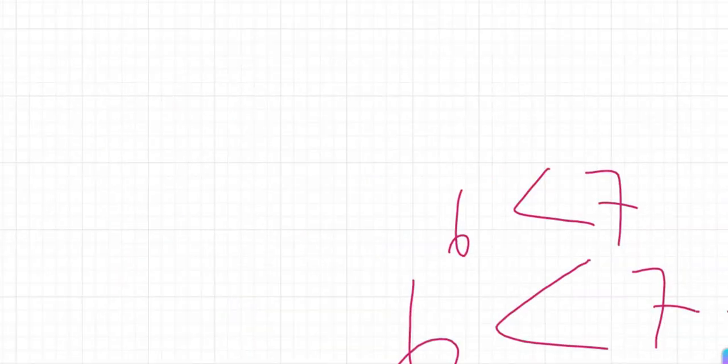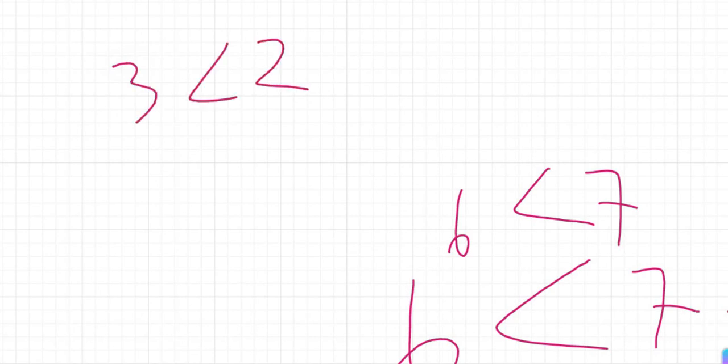So if we had something looking at this 3, this is saying 2 is greater than 3, which doesn't make the statement true. So once we have a number that is approaching the mouth of the inequality, that number should always be bigger than the one that is right here. And just flip it.